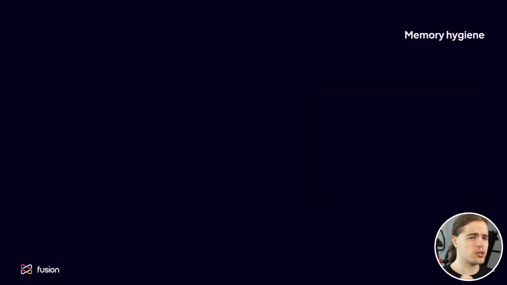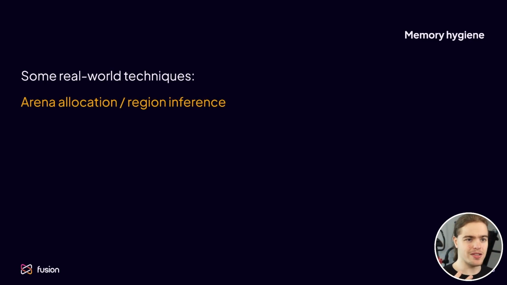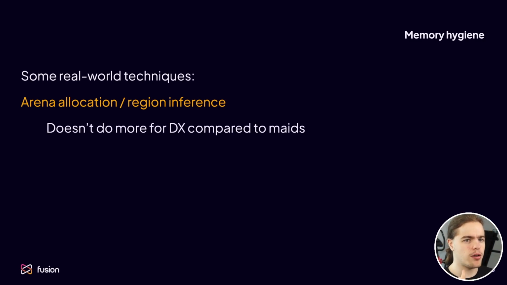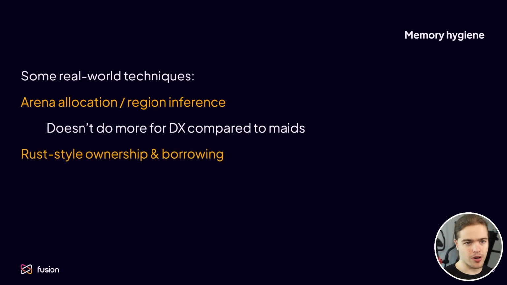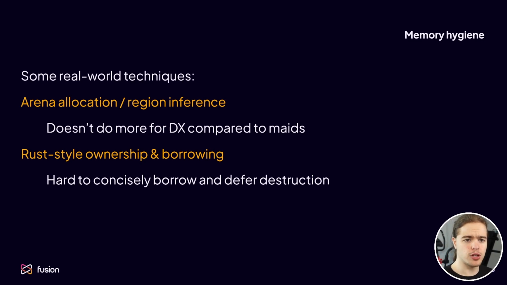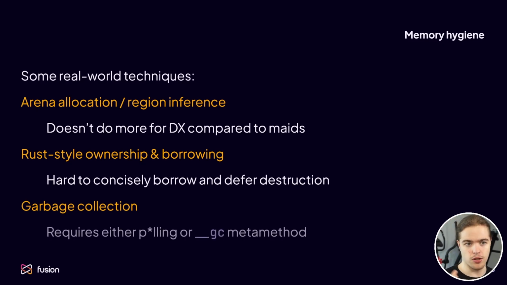So let's broaden our scope. How do other programming languages deal with similar problems around freeing up memory? Well, there's arena allocation or region inference, but they don't really help out with the developer experience so much as they solve a technical problem well. There's my personal favourite, Rust-style ownership and borrowing, but that's a bit harder to pull off in Luau. It wasn't really designed for ownership concepts. And of course, there's garbage collection, and we know what the issues are with that approach already.